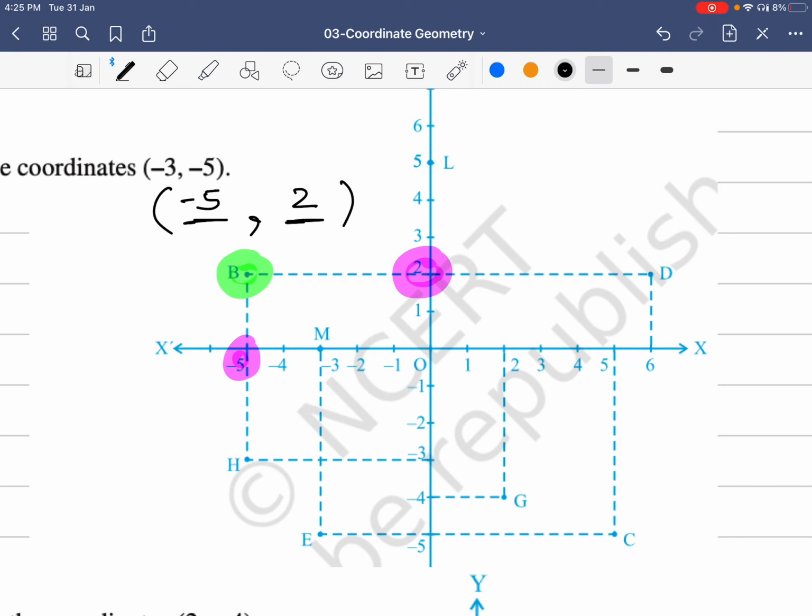Okay, the formal definition is: the x coordinate of any point is the perpendicular distance from the y axis. So this is the perpendicular distance from the y axis. This distance is equal to this distance, obviously, which is -5. And the formal definition of the y coordinate is the perpendicular distance from the x axis. So this is our x-axis and this is the perpendicular distance of B. So this is also of length 2. So these are the formal definitions of x coordinate and y coordinate.